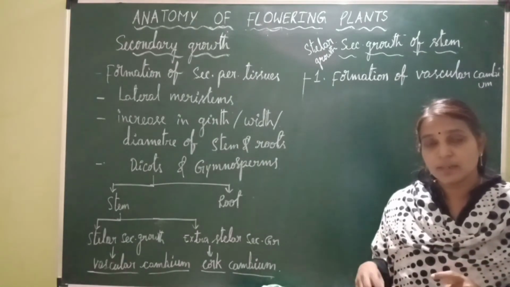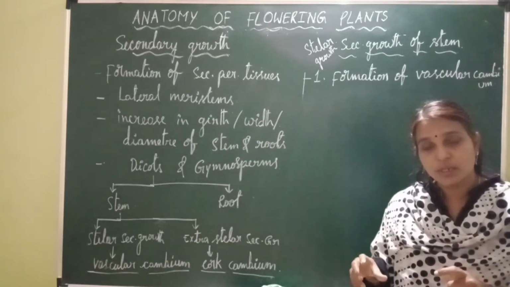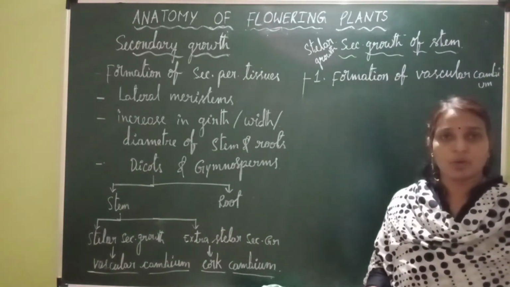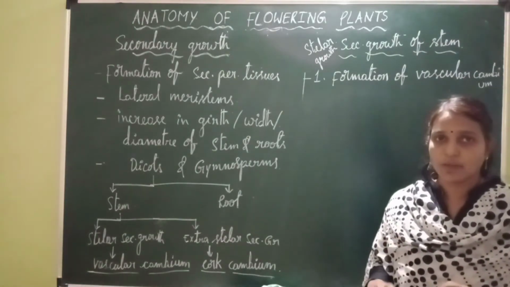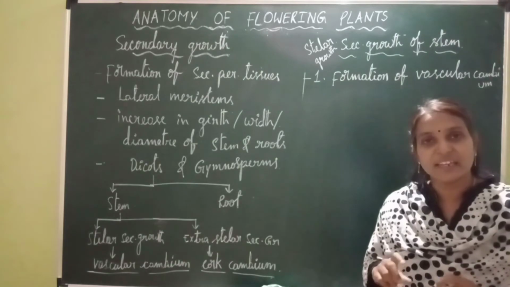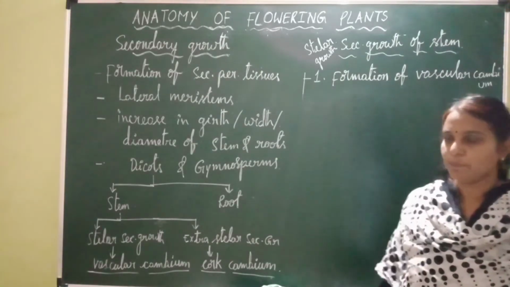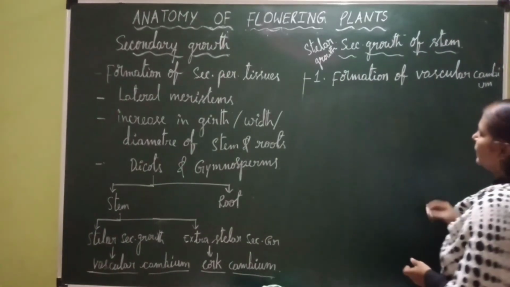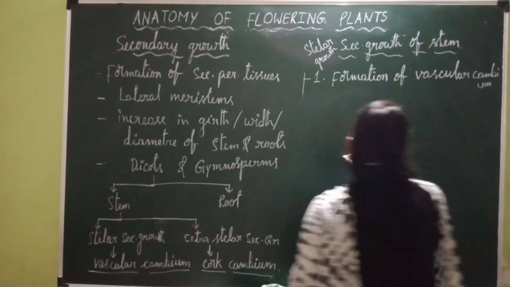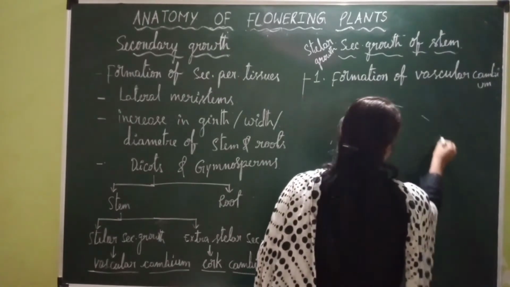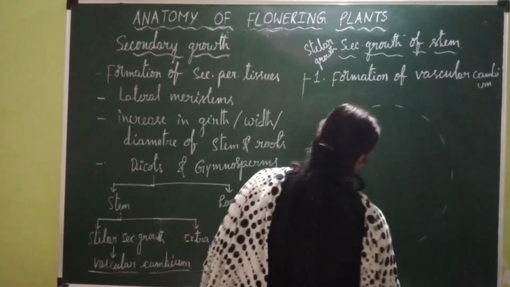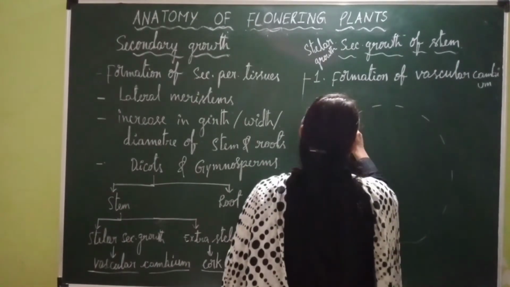This is the characteristic feature. Arrangement of vascular bundles in the form of a ring, that is eustele, is the characteristic feature of dicot stem, because this type of arrangement of vascular bundles is not seen in any other organ except dicot stem. Right? So let's study how this vascular cambial ring is formed in case of dicot stem. So in case of dicot stem, what happens?